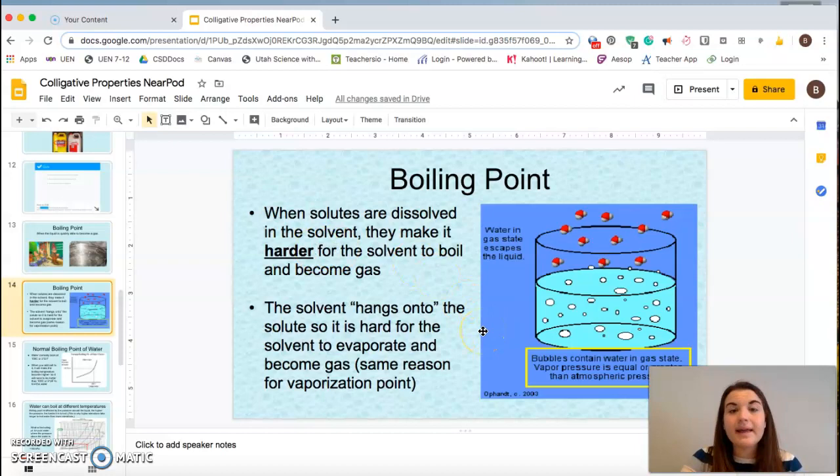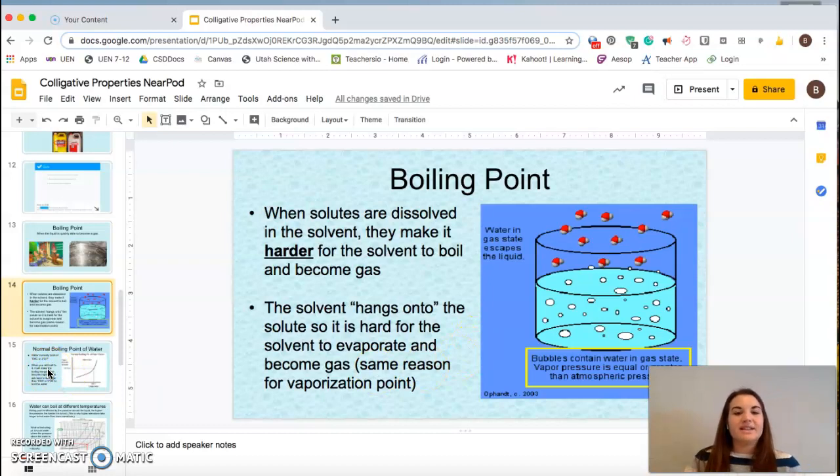And the reason why is the same thing as for the vaporization point. When you evaporate something, remember how it likes to hang on to the salts and sugars? That's why it doesn't evaporate as fast. Same thing with boiling. When I boil something and I have salt and sugar in it, it wants to hang on to that salt and sugar. So it won't boil as fast because it doesn't want to break up from that salt and sugar it's hanging on to.